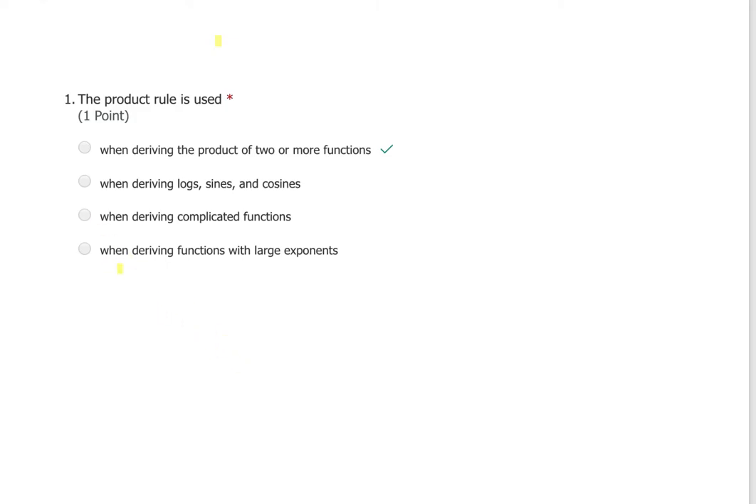So the very first question was, the product rule is, and this is just to make sure you knew the definition of what a product rule is, and basically product kind of gives it away. Product is multiplying. So a product rule is when you use it when you're multiplying two or more functions together. And that is all you have to worry about on what is the product rule.